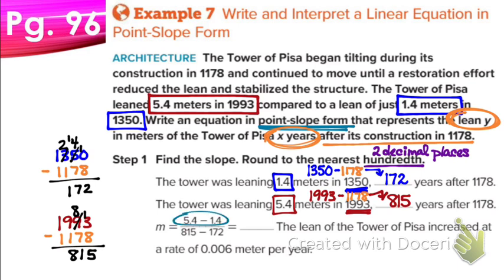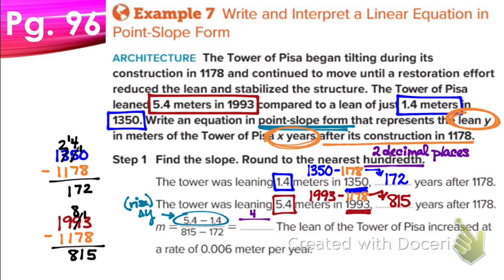Why do they have 5.4 minus 1.4? Those are which values? The y's. Remember, it's y in the top. Change in y for my rise. What is 5.4 minus 1.4? 4.